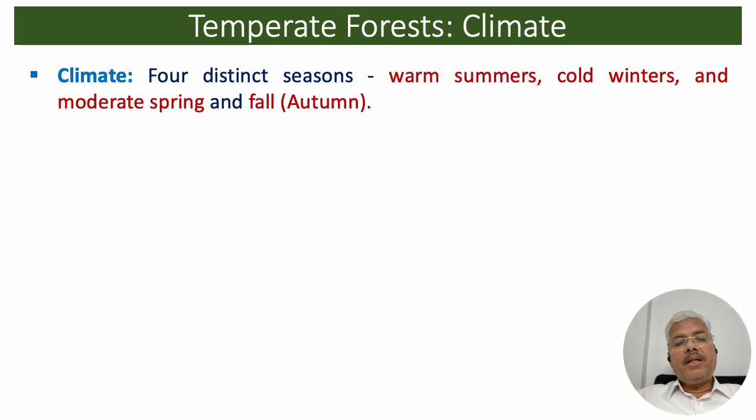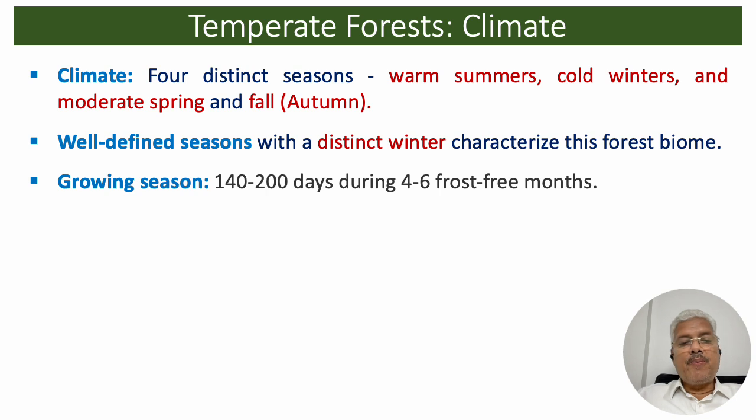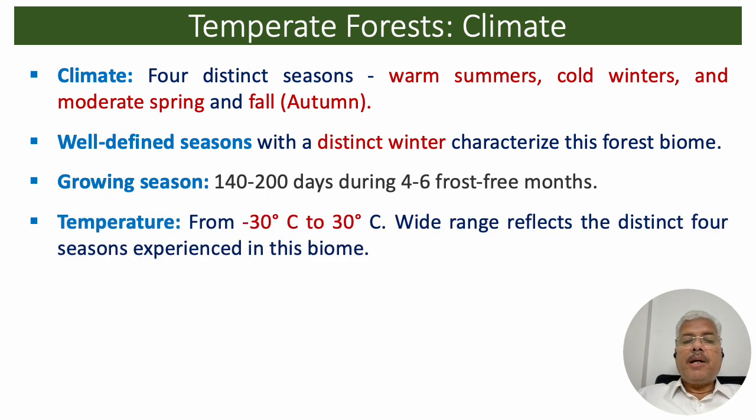Now, the climate in the temperate forests. There are four distinct seasons: warm summers, cold winters, moderate spring, and fall or autumn. Well-defined seasons with distinct winters characterize these forest biomes. A moderate climate and a growing season of 140 to 200 days during 4 to 6 frost-free months distinguish temperate forests.